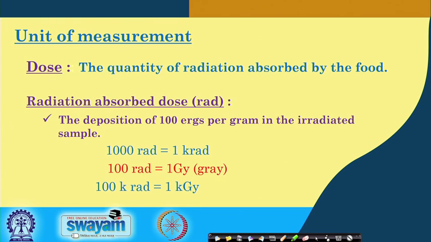And the unit which is normally used, in fact, it is an older unit from the older days in food process operations. Just to mention, the unit of measurement of radiation generally used was rad. Rad is radiation absorbed dose, and 1 rad equals the deposition of 100 ergs per gram in the irradiated sample.